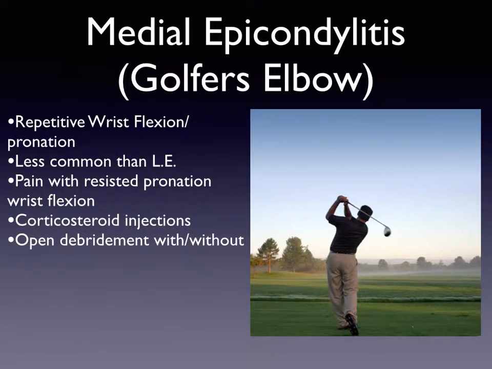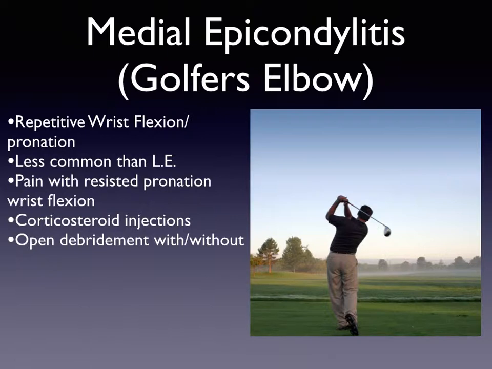Golfer's elbow, or pain on the inside of the elbow, noted as medial epicondylitis, can happen from repetitive wrist flexion or pronation, meaning turning the forearm or the palm downward toward the ground, and it's less common than the lateral epicondylitis. Injections, again, can be utilized, as can physical therapy, and in rare instances, open debridement can be performed with or without nerve transposition.